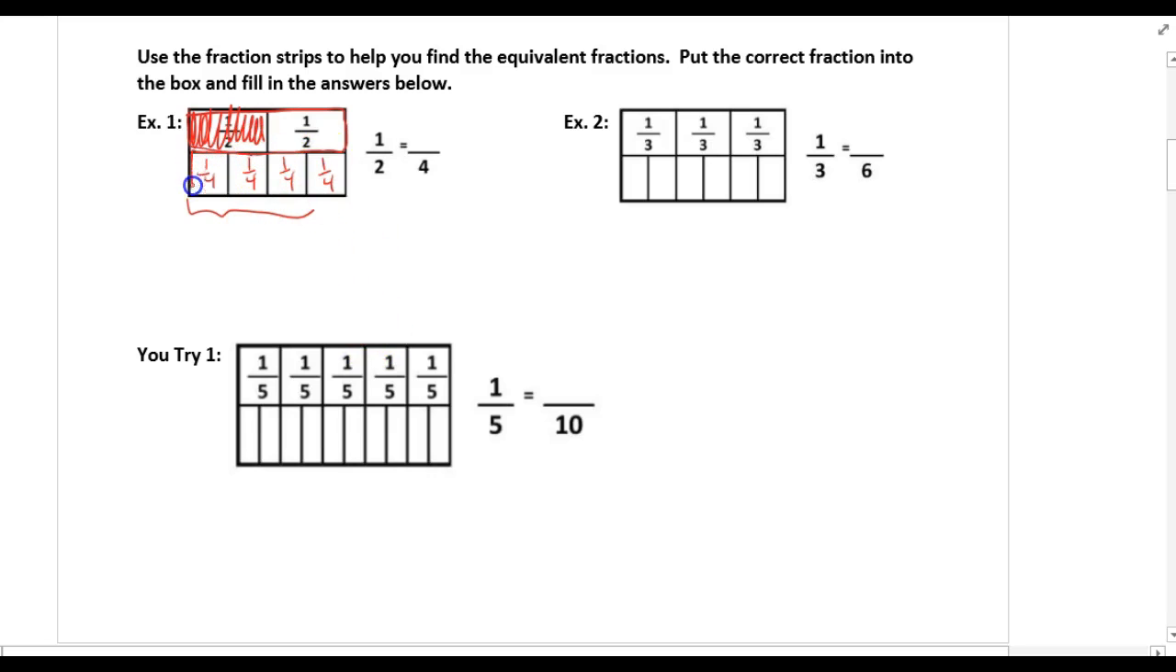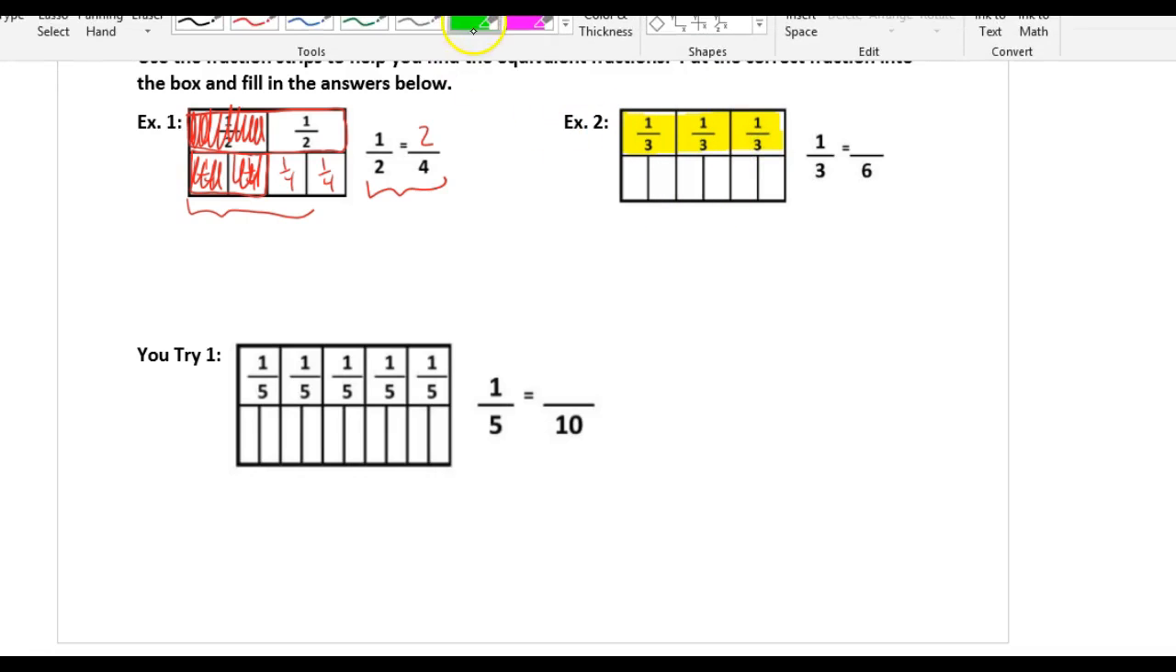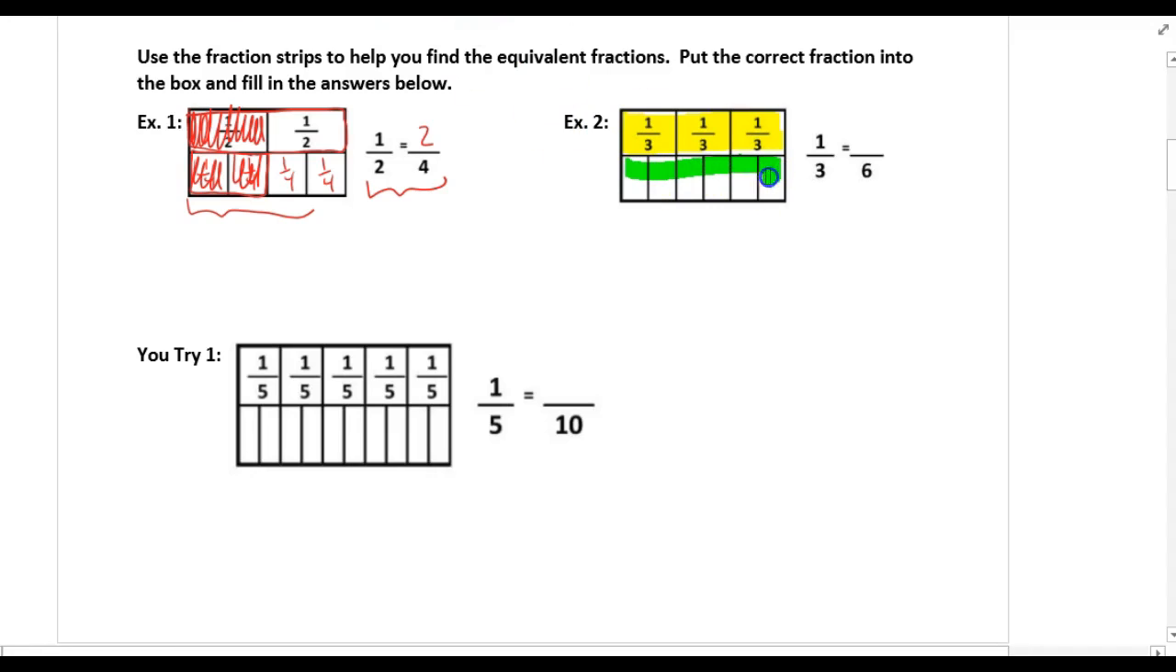Well, how many of these fourths does it take to equate to this half? Well, I need this one, and I need this one. So how many fourths? 2/4. Okay? So basically we're saying 1/2 is equal to 2/4. Now 1/3, okay? So this top rectangle is broken up into 3 equal boxes, right? The bottom one is broken up into, look at this, 6 equal boxes.